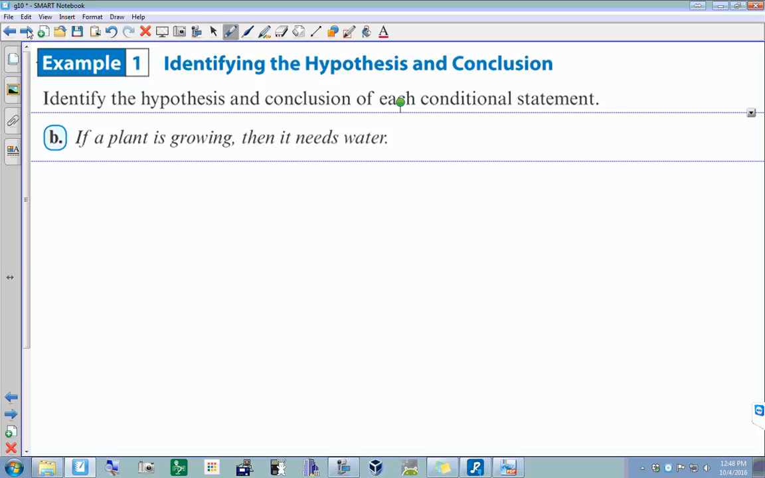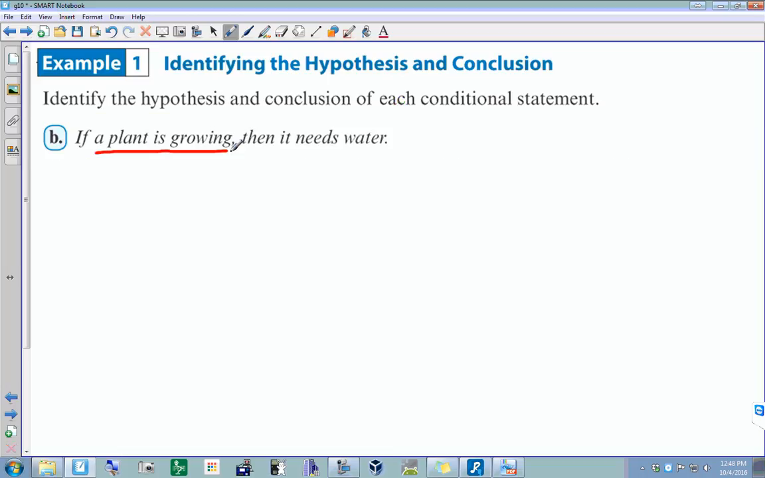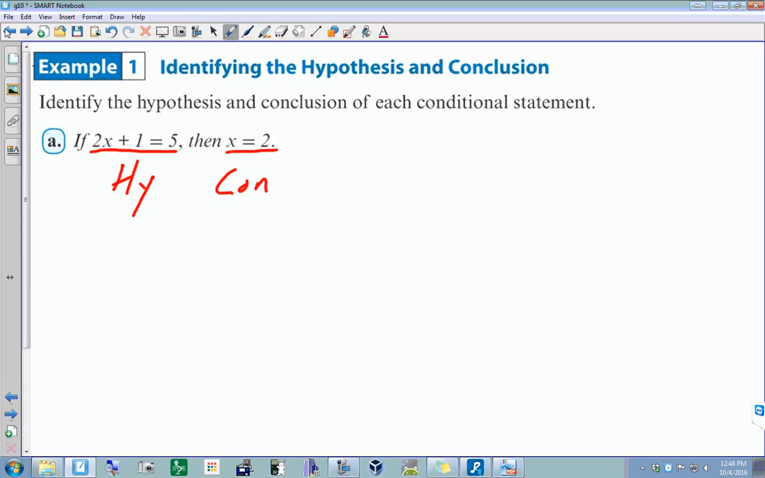Let's try this one. What's the hypothesis and the conclusion? Well, what's after the if? Okay, so we've got a plant is growing, so that's our hypothesis. It needs water. Is that the conclusion? There you go. So if you're going to grow a plant, you need water, right? No, we're only asked for the hypothesis and conclusion. This is just an example. Just like this was an example.